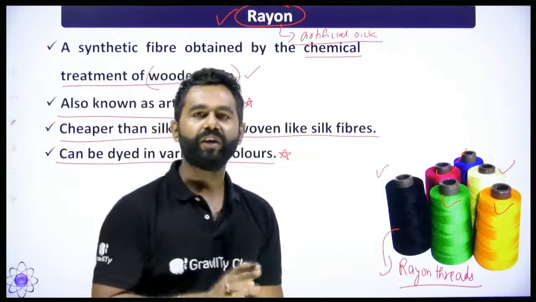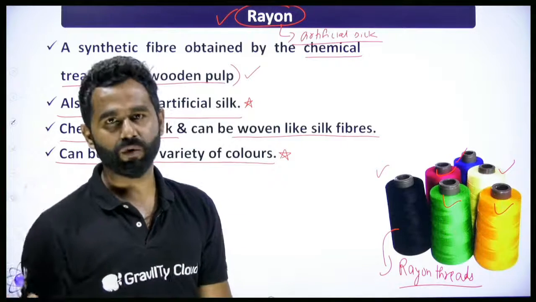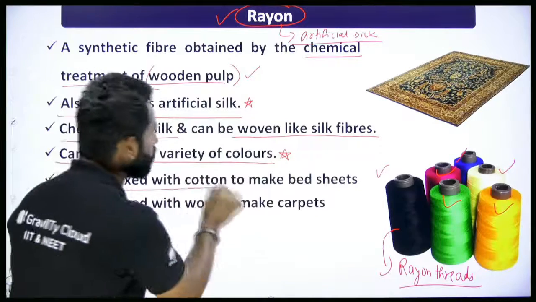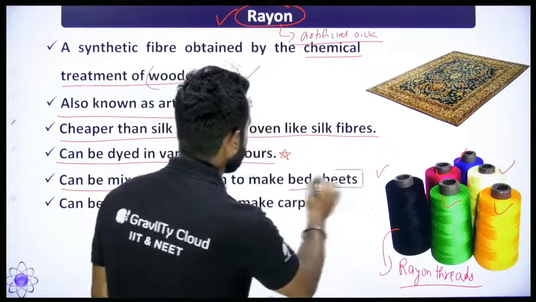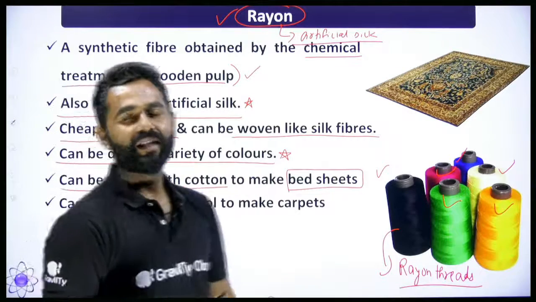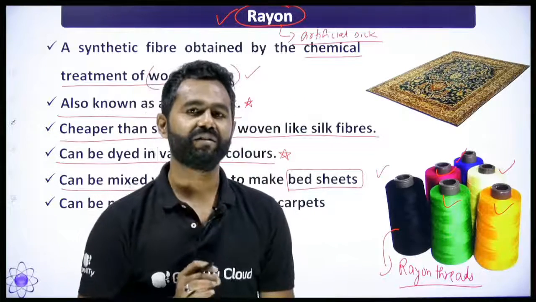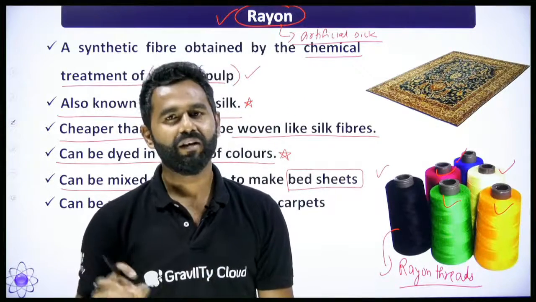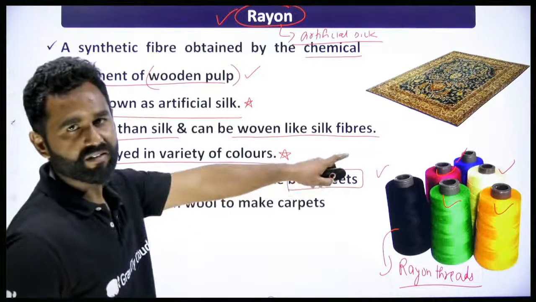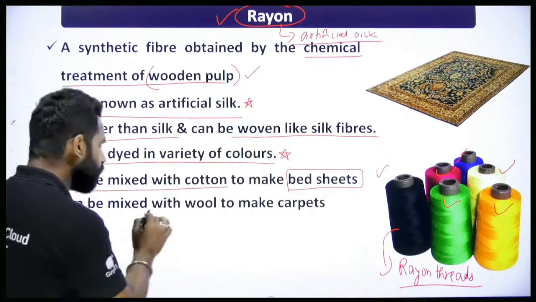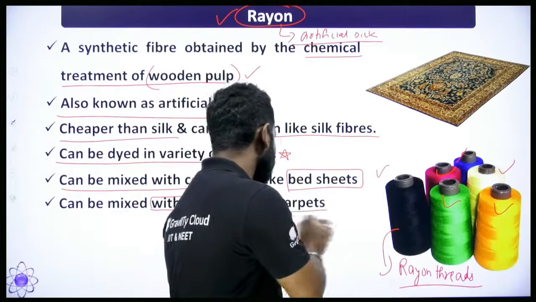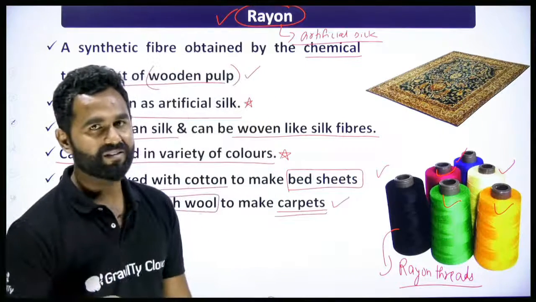Important thing is that we can mix rayon with different other fibers to get different types of products. For example, I can mix the rayon with cotton to make bed sheets. Simple. If anyone asks you, or if any question comes in the exam, how can we get good quality bed sheets, such a simple answer: just mix the rayon with cotton, we get the bed sheets. Or if you mix the rayon with wool, we will get very good quality carpets.